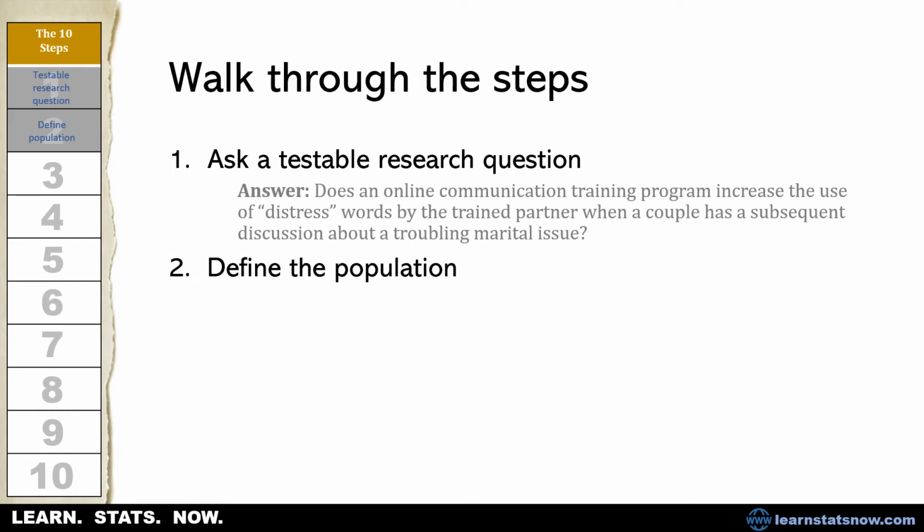The second thing we need to do is define our population, right? And the answer here is that our participants will be married men and women experiencing marital problems, and we'd like to generalize back to that larger population.